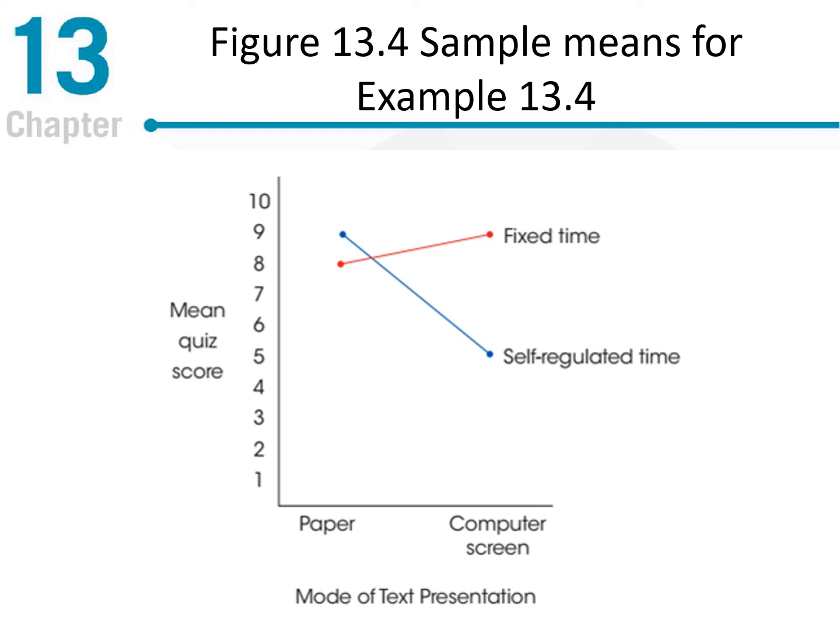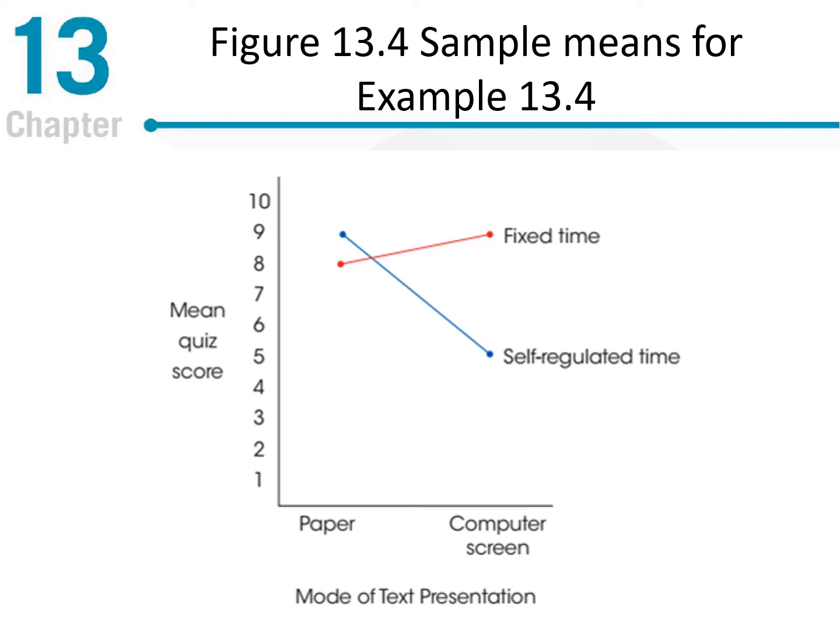And it looks like for fixed time, it's a good thing to be presented on a computer screen. The results get higher, get better. So if you have a timed test and you take the test on a computer, you seem to do better than if you took the same timed test on paper. That's that red line that's going up.